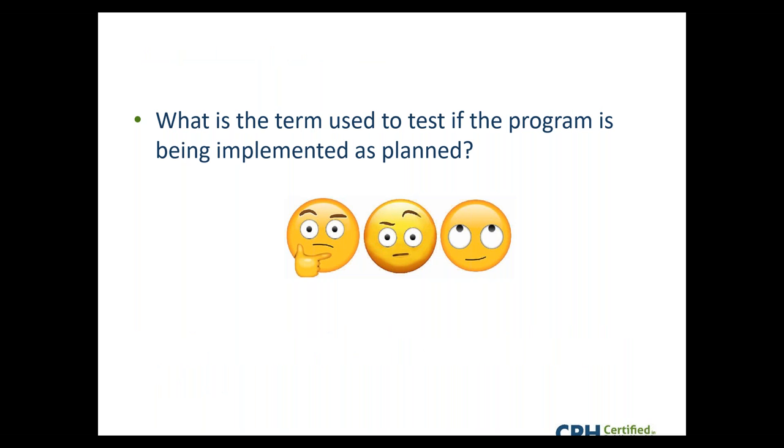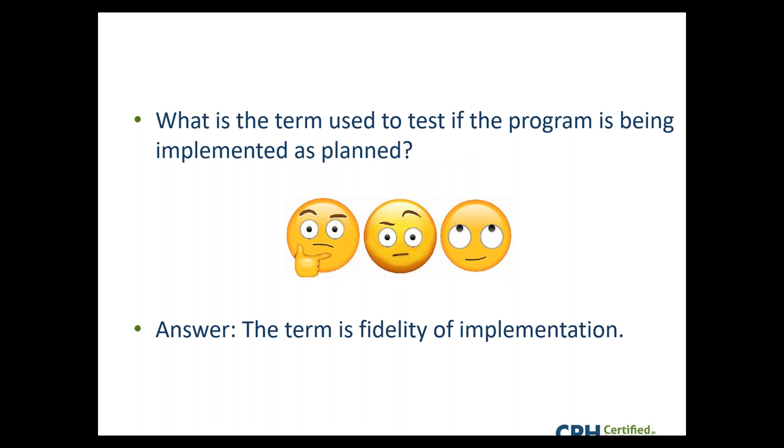So, what is the term used to test if the program is being implemented as planned? That's something you want to make sure, right? Because you go to all the effort of creating an intervention based on planning models, right, and testing, and then you put it out there, and you want to make sure that it gets done as planned. So what is that term? Think about that. Well, it's called fidelity of implementation. Fidelity or faithfulness. In other words, it was implemented as set forth.